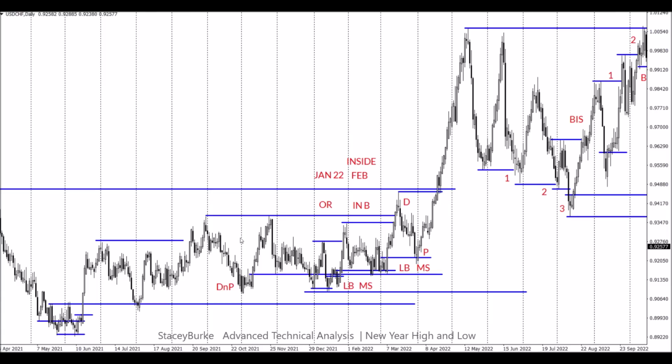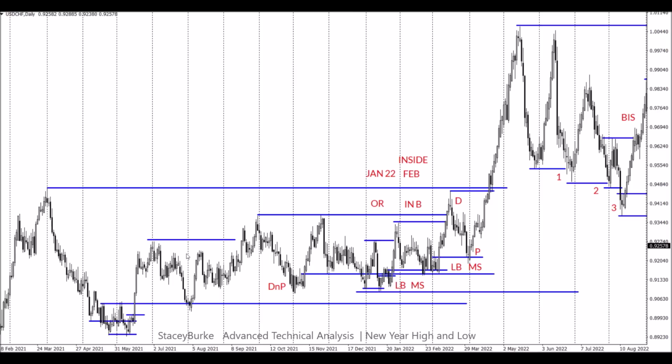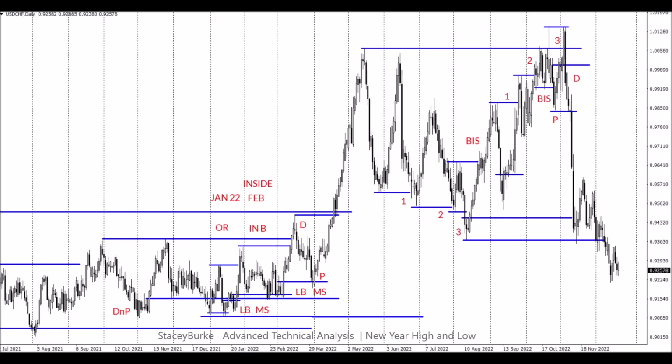If we look at the Swiss franc, we'll just back this up. We have a large consolidation where the low potentially may be locked in heading into the end of the year. And we'll put our yearly divider on here again.